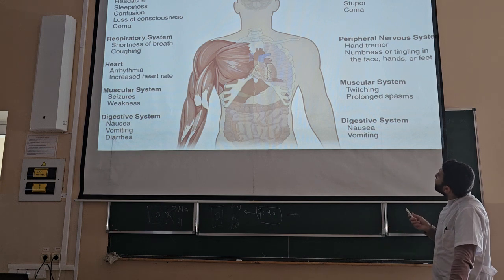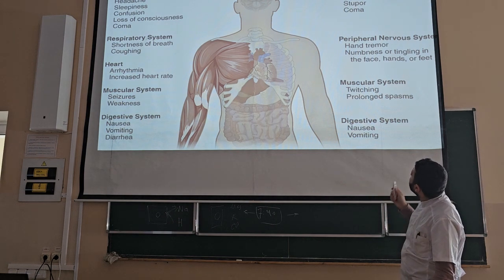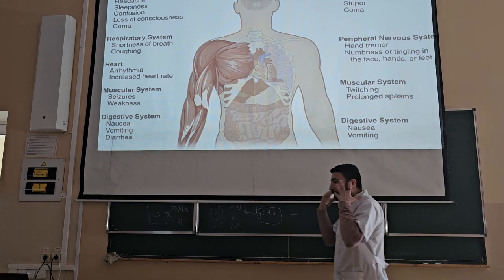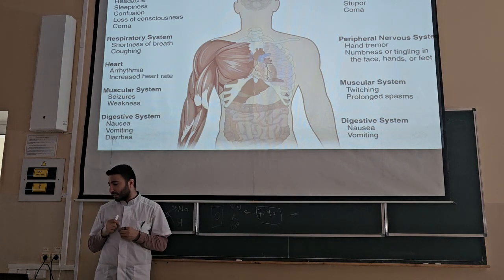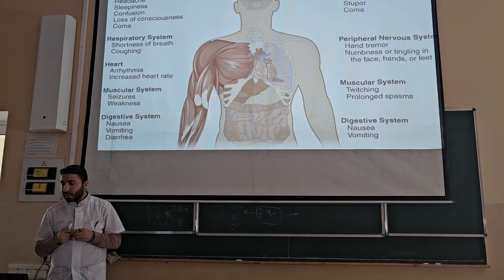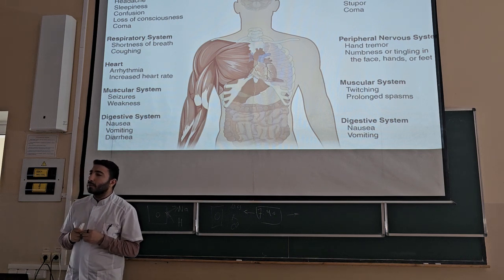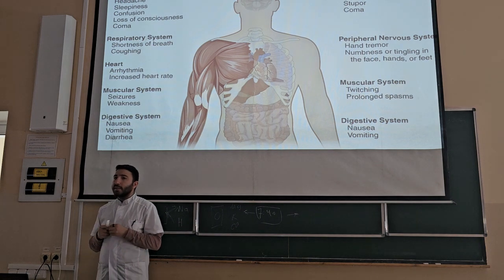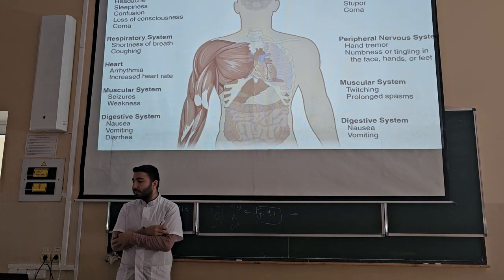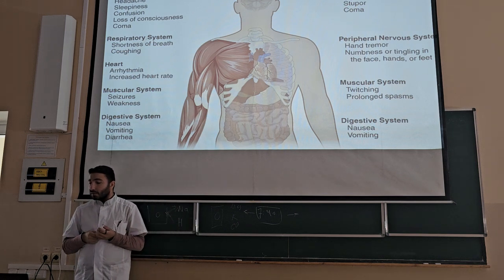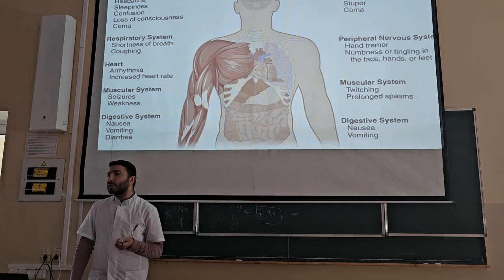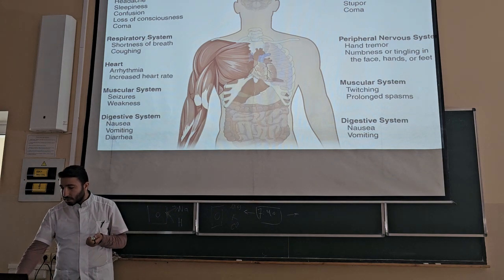In the peripheral nervous system, there will be hand tremor, shaking, and the facial reaction could also be affected in this case. According to the musculoskeletal system, there will be twitching, and spasm in the muscle itself, and the irritability and flexibility of the muscles will be reduced. According to the digestive system, there are two signs: vomiting and nausea.